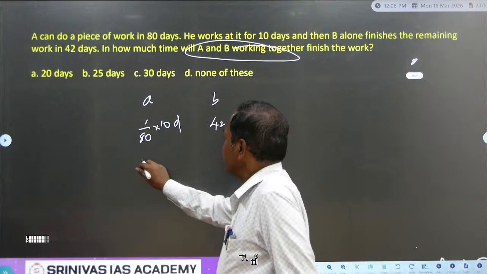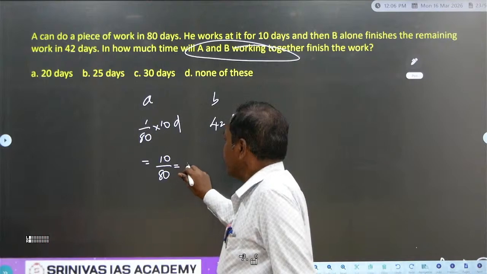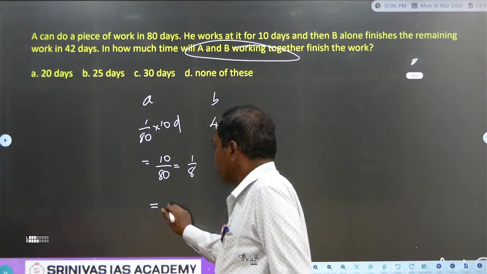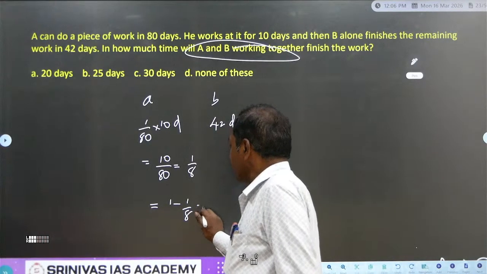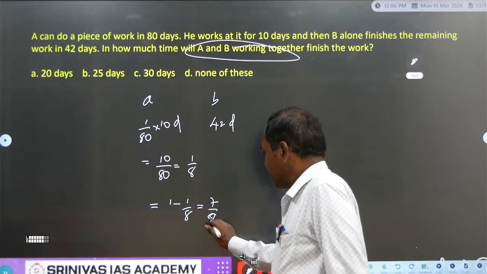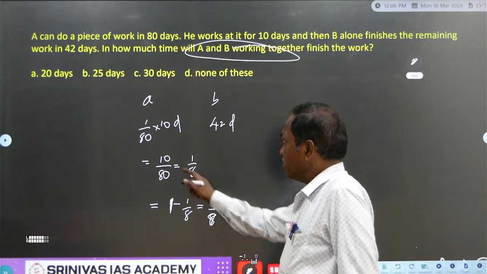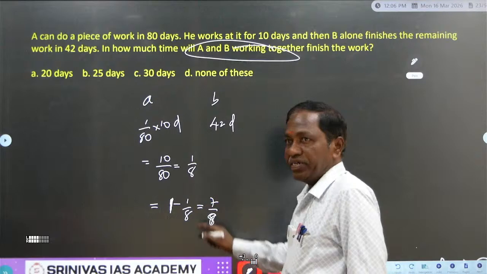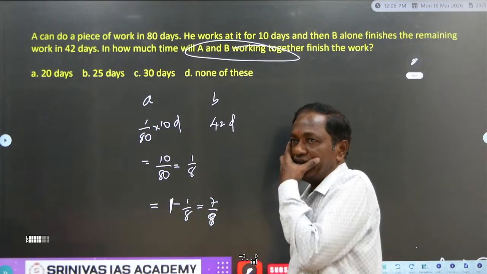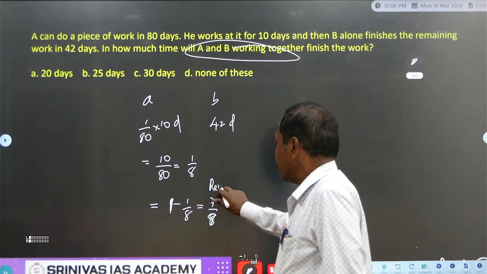It means 10/80, which is 1/8. The total work is 1, minus 1/8, so the remaining work is 7/8. The whole work is 1, the work done by A is 1/8, so the remaining work is 7/8.